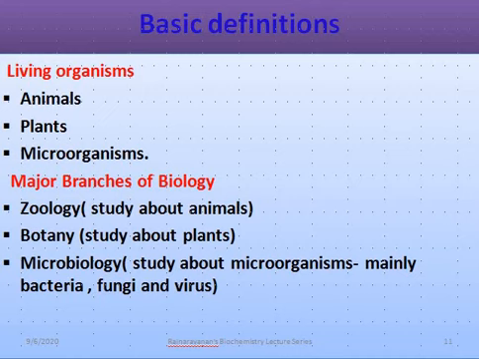Microorganisms include mainly three groups of organisms: bacteria, fungi, and viruses. Bacteria and fungi are having cellular level of organization, but viruses do not have cellular level of organization. Viruses are considered as partially living. When viruses are outside a living cell, they are abiotic, but when they are inside a living cell, they act like living organisms. And viruses are all parasitic in nature. So these are the three major branches of biological science: zoology, botany, and microbiology.